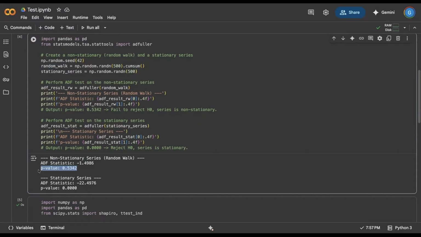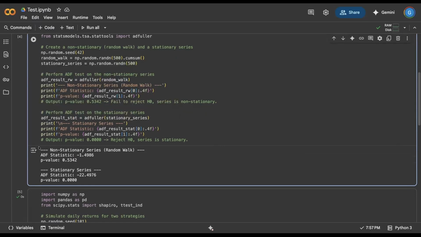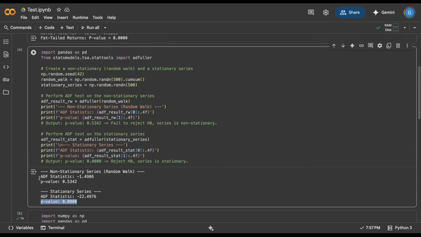Now, since the p-value is greater than 0.05, which is the significance level, we fail to reject H naught, which means that the series is non-stationary because it has a unit root. Now, after this, we perform the ADF test for the stationary series. We get an ADF statistic of minus 22.4976 and a p-value of 0.00000. So, since the p-value is less than 0.05, we reject H naught, meaning that there is no unit root and the series is stationary. From this, we can infer that using the adfuller method, we can correctly recognize if a series is stationary or not stationary.